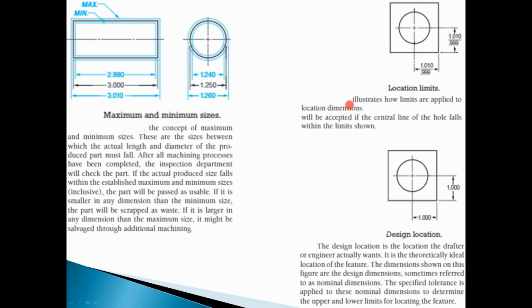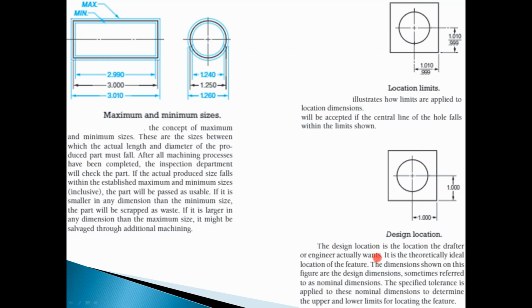Location limit. Location limit is how limits are applied to a location dimension, and the location will be accepted if the center line of the hole falls within the limit shell. So if it falls within the limit shell, within this location, then it's acceptable. Depending on how the circle is, if the circle falls within this dimension, then the product is accepted.